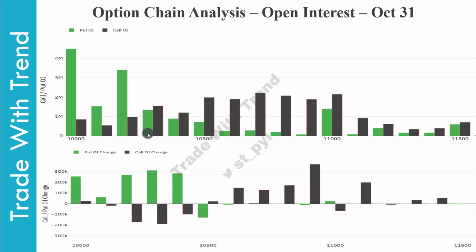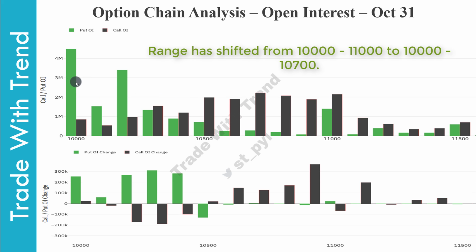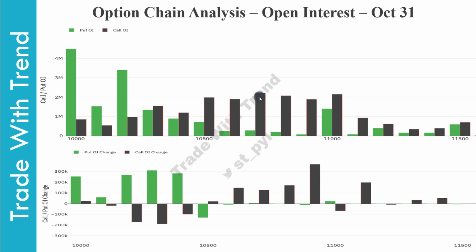This chart that you see in front of you is the open interest snapshot for October 31st. Now, based on open interest, the range for price has now moved from 10,000 to 11,000 to 10,000 to 10,700. A range shift is seen here for the first time. Now, price as of October 30th stood at 10,250.